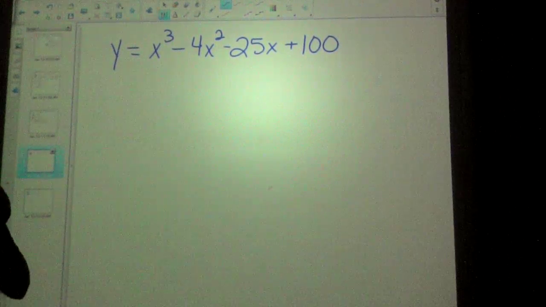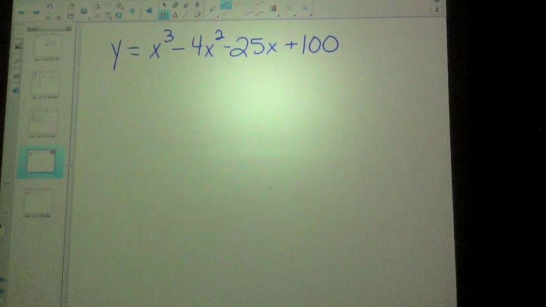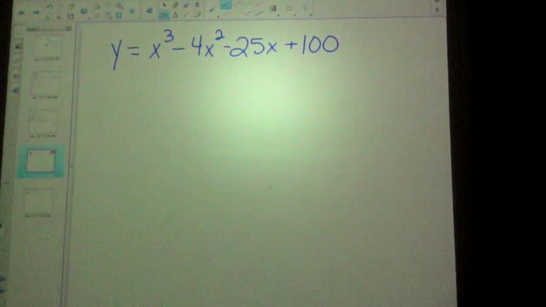On this one, is there anything in common that I can factor out? The instructions are the same, find the zeros. Okay? Haven't changed the instructions. That's the only task for today. Can you factor something out of everything?